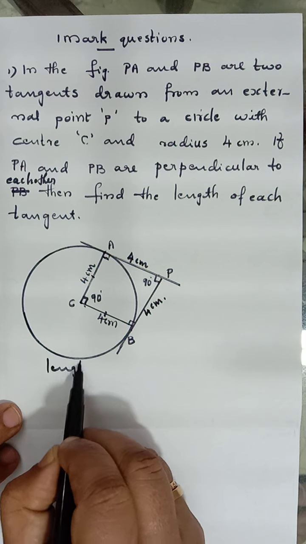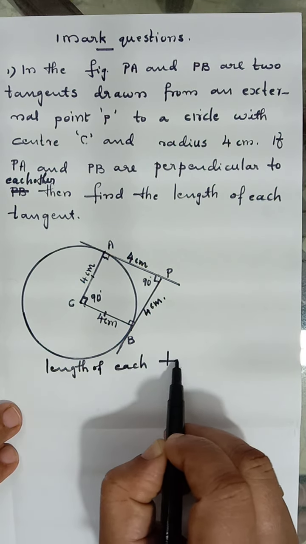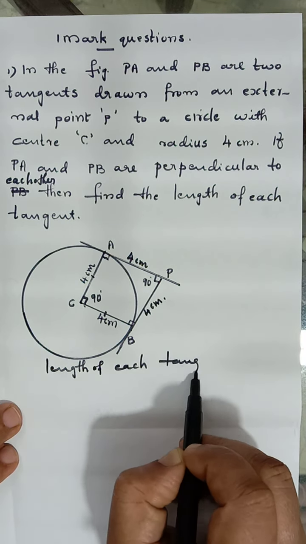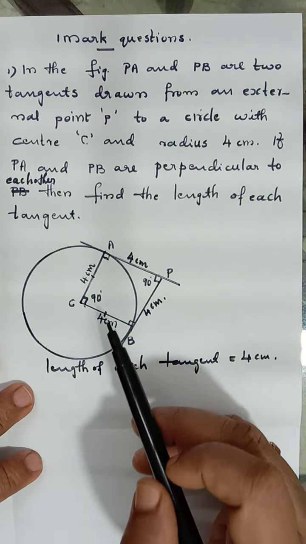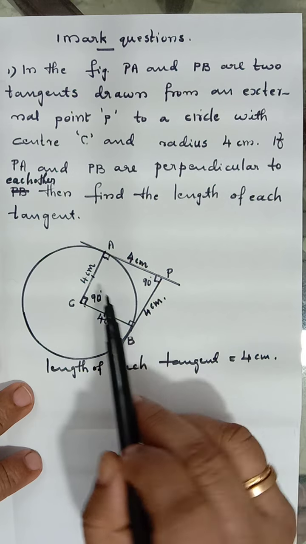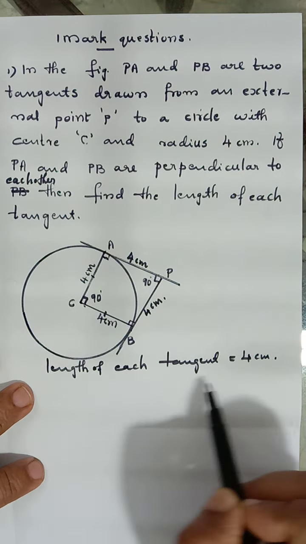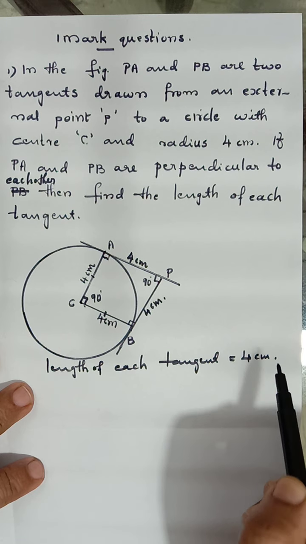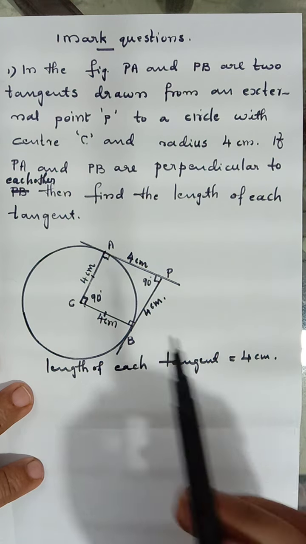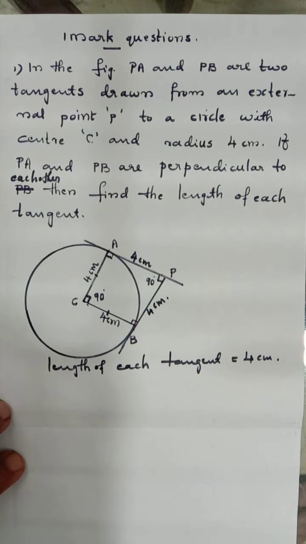Length of each tangent equal to 4 cm. When you get a question like this, just draw the figure and show all the sides and mark angles so that it is clearly understood. You don't want to explain much. And you can say the answer as 4 cm as ACBP is a square. Now we move on to the second question.